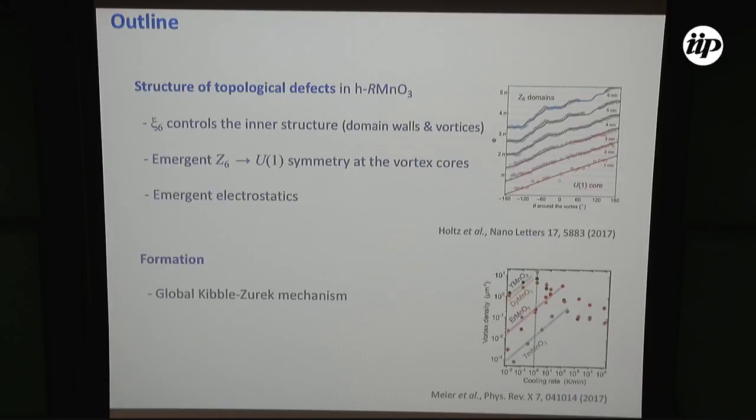so that in contrast to Abrikosov vortices, in this case, we can find an analogy between structural vortices and superconducting vortices. And then, if I have time, I will discuss also the formation of these topological defects that is believed to occur according to the so-called Kibble-Zurek mechanism.